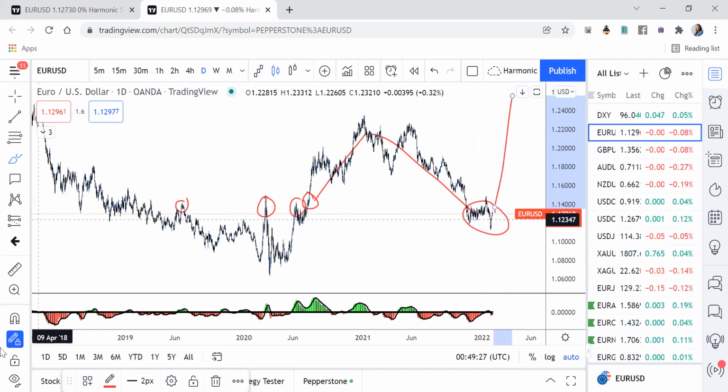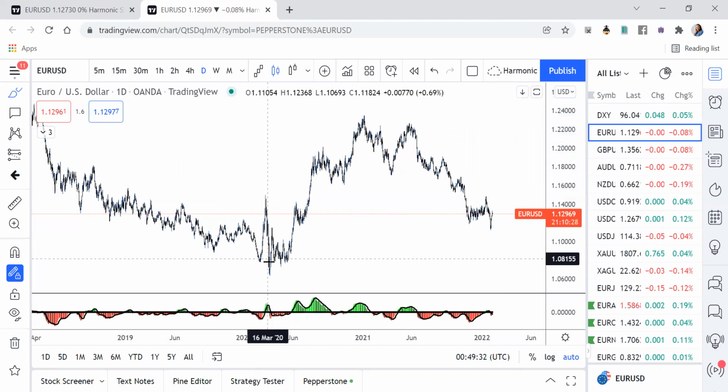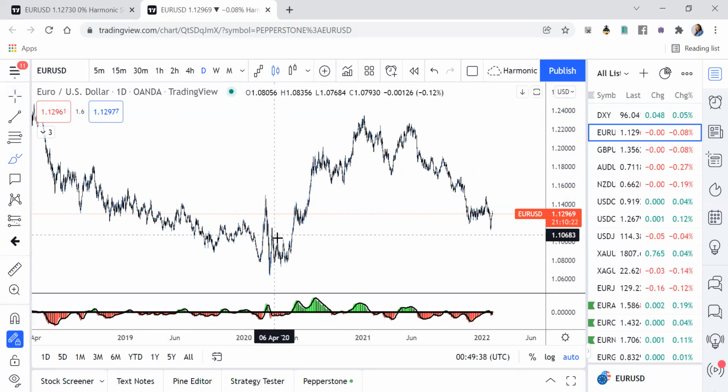That's what we have, right? So let me clear the chart. Let's identify structure. Let's start from the previous trend, like I would have mentioned on the DXY. So we have an uptrend here. Let's identify structure here.